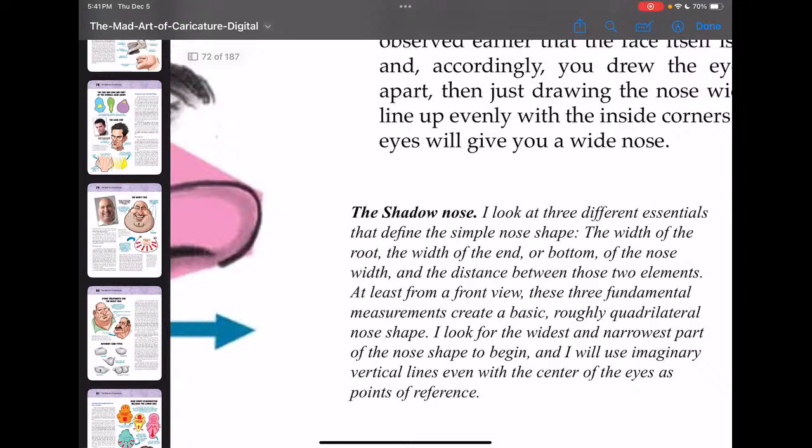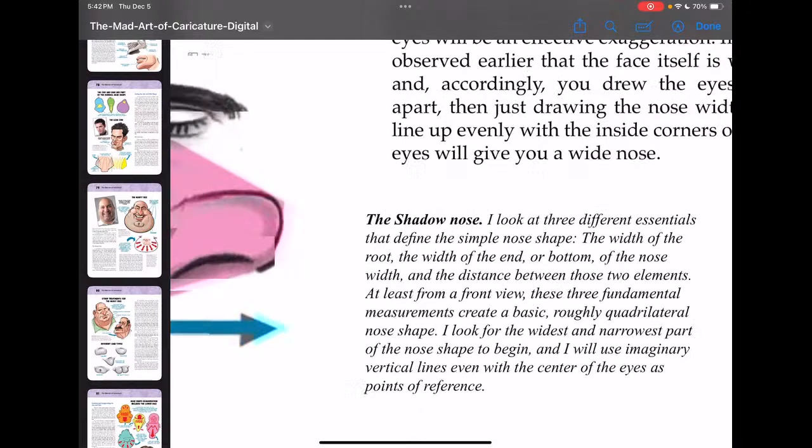Then he summarizes it. I look at three different essentials that define the simple nose shape: the width of the root, the width of the end or bottom, and the distance between these two elements. At least from a front view, these three fundamental measurements create a basic, roughly quadrilateral nose shape. I look for the widest and narrowest part of the nose shape to begin, and I will use imaginary vertical lines, even with the center of the eyes, as points of reference.